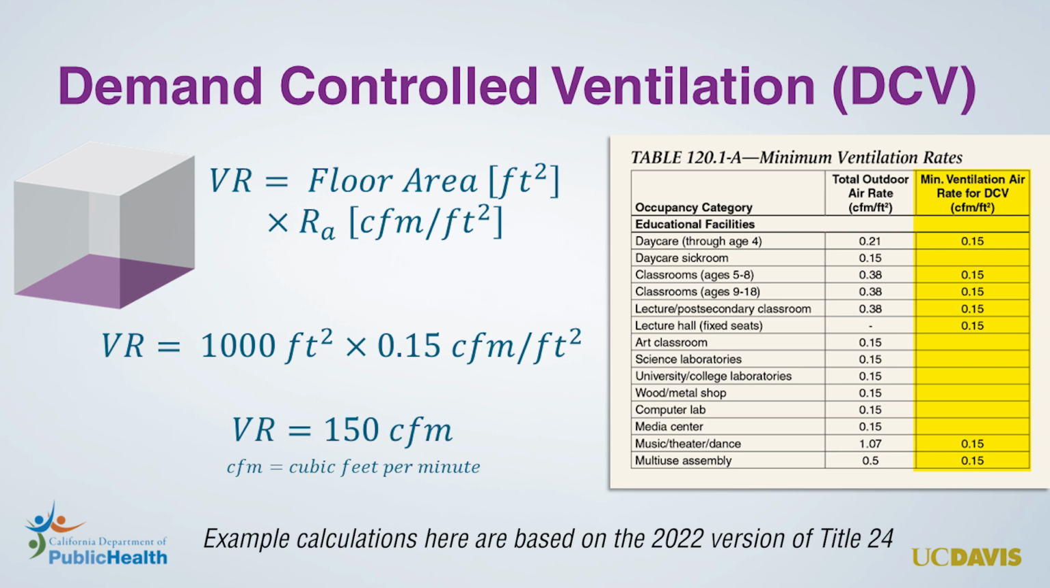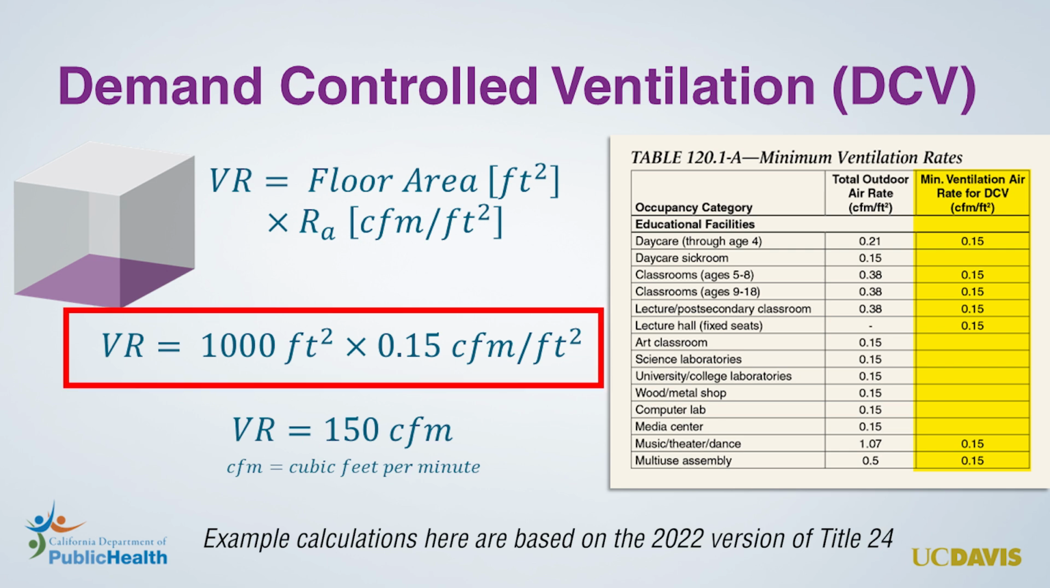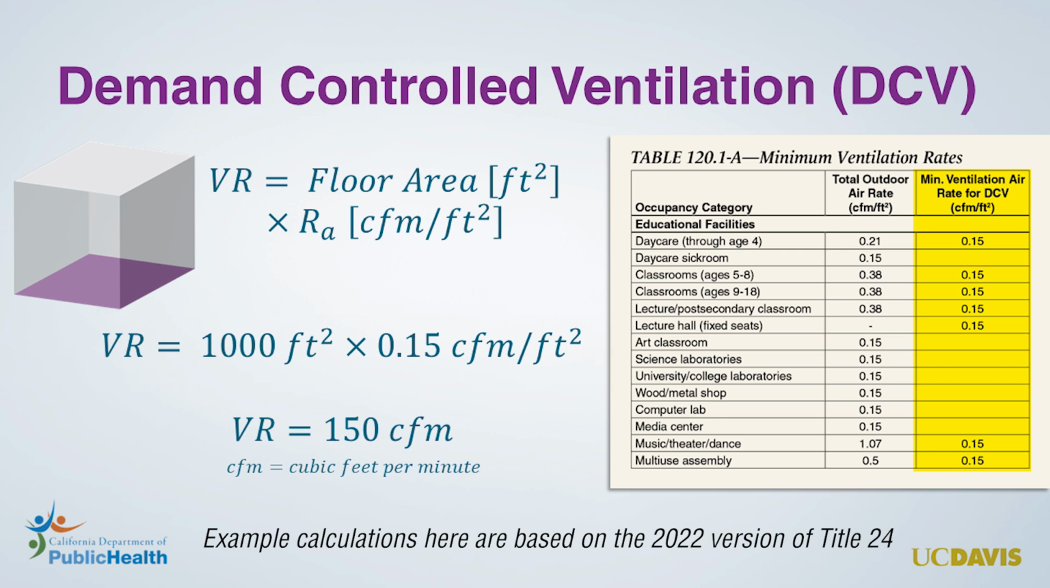Let's consider our previous classroom example that had a floor area of 1,000 square feet. With DCV implemented, the minimum ventilation rate is calculated as 1,000 square feet multiplied by 0.15 CFM per square foot, resulting in a minimum ventilation rate of 150 CFM, much smaller than our previously calculated 450 CFM. Therefore, in this scenario, the DCV system will maintain a minimum ventilation rate of 150 CFM and increase the ventilation rate as needed if carbon dioxide levels measured in the space go above the set point.